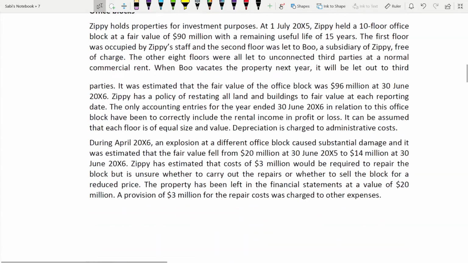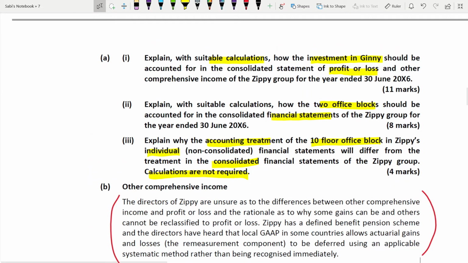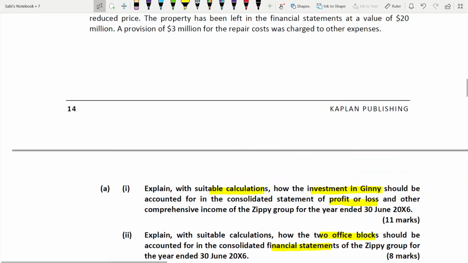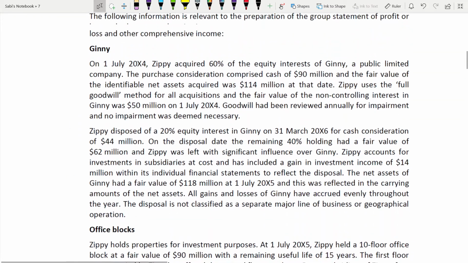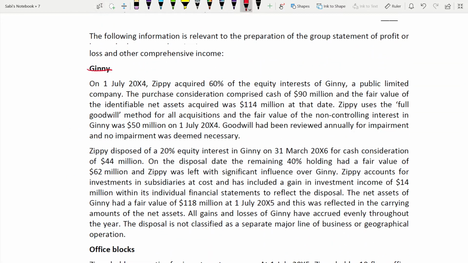Okay, so I think let us go to the requirement. Office block. So first part of A is only for Guinea. The rest two is for two office blocks. Okay, so we are only going to read Guinea. So on 1st of July 2004, acquire 60%.